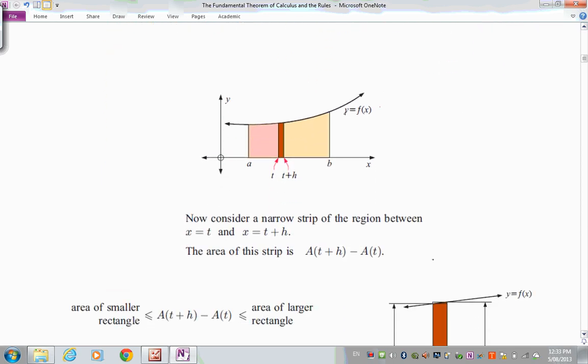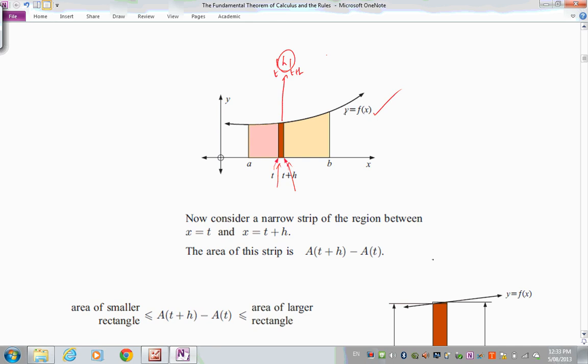Okay. Now, let's take the function and let's take a narrow strip of area. So it's from the x value of t to the x value of t plus h. So what can you say the width of this is? It's h, isn't it? So this is t and t plus h. So that rectangle drawn there has a width of h.